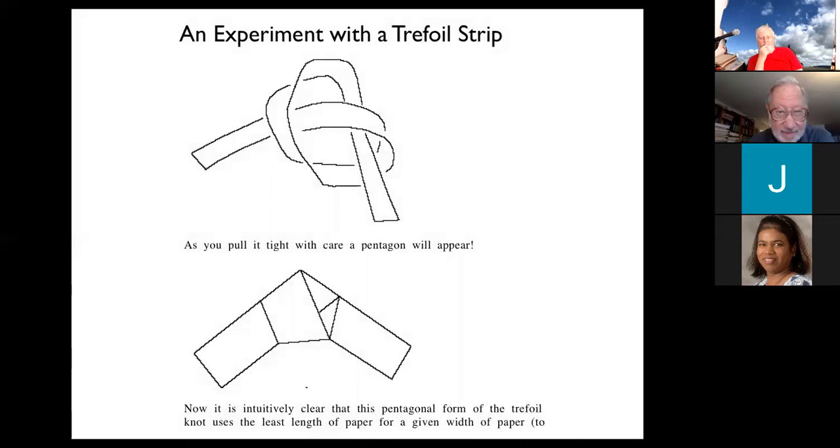Another experiment I like with knots is making paper strips and pulling those up tight. The most famous one, and very well known, is that if you tie a paper strip carefully in a trefoil knot and pull it so that it's quite flat, it will fold up and give you a very nice regular pentagon. And I say it's intuitively clear that the pentagonal form of the trefoil knot uses the least length of paper for a given width of paper, but no one has proved that. It seems hard to understand what the configuration space is.